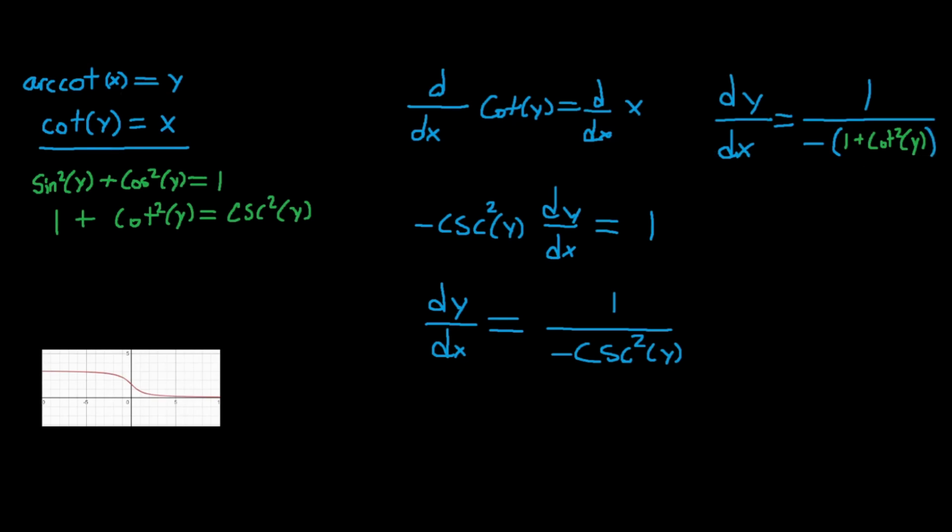So I'm going to look back up here. Cotangent of y we see is equal to x. It was what we started from. So if cotangent of y equals x, then cotangent squared of y will be x squared. So I'm going to rewrite this again, and I'll say dy over dx is equal to, really, I should write it like this, negative, because this is how it's commonly seen in textbooks. So negative 1 over 1 plus x squared.